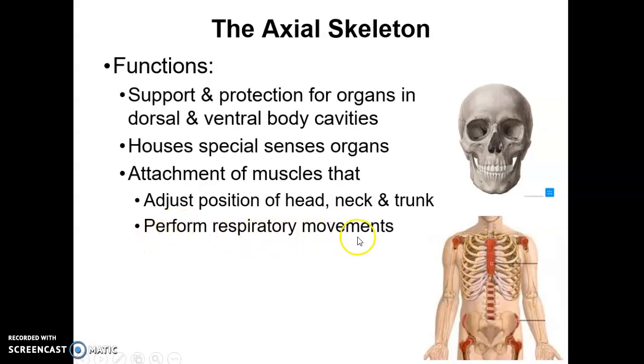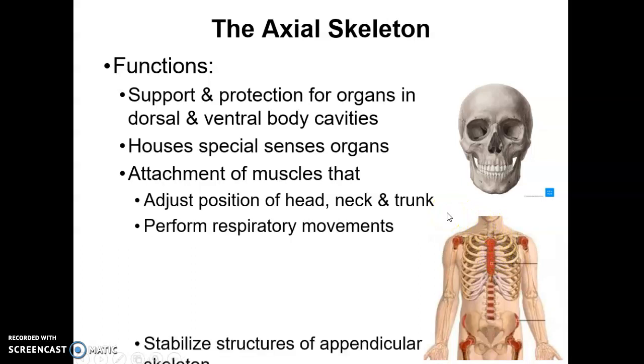Also involved in respiratory movements. So when we inhale, breathe in, our rib cages go up and out somewhat, and the sternum, your breastbone, goes forward and up, and that enlarges the thoracic cavity volume, and that helps you inhale. When you exhale, the ribs drop down, the sternum drops down and posteriorly, reducing the volume, and that helps you push air out.